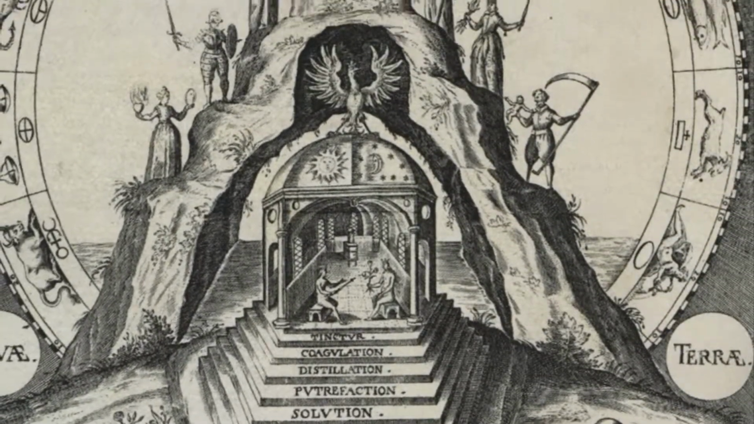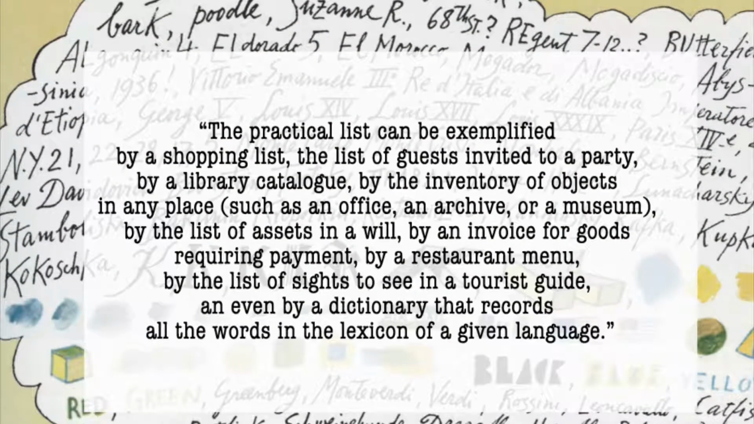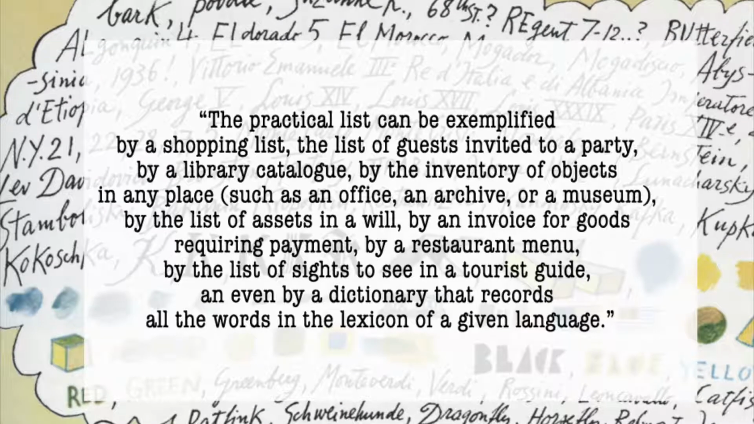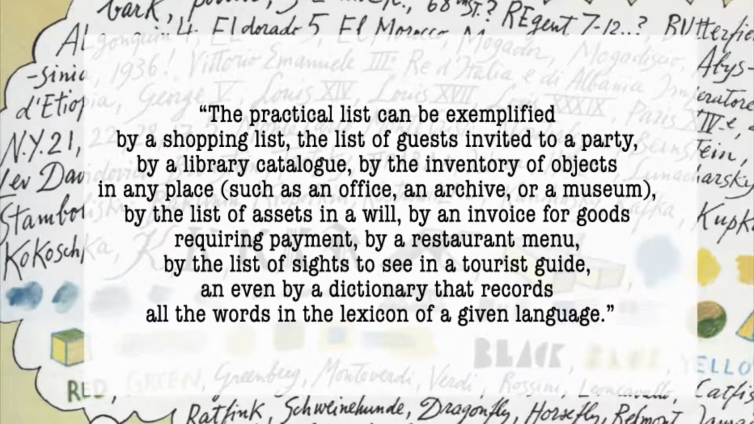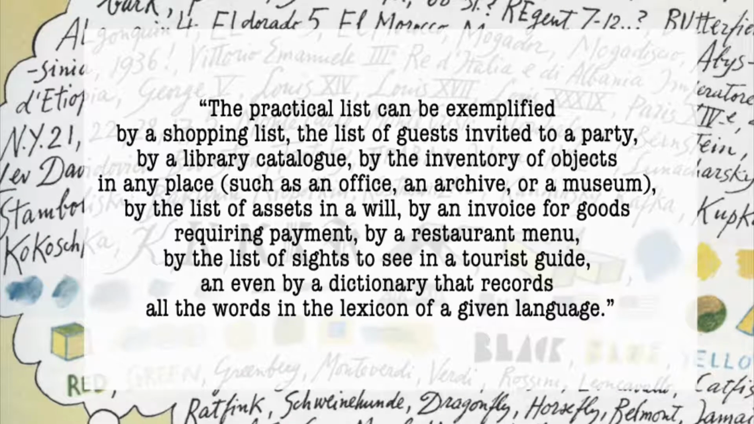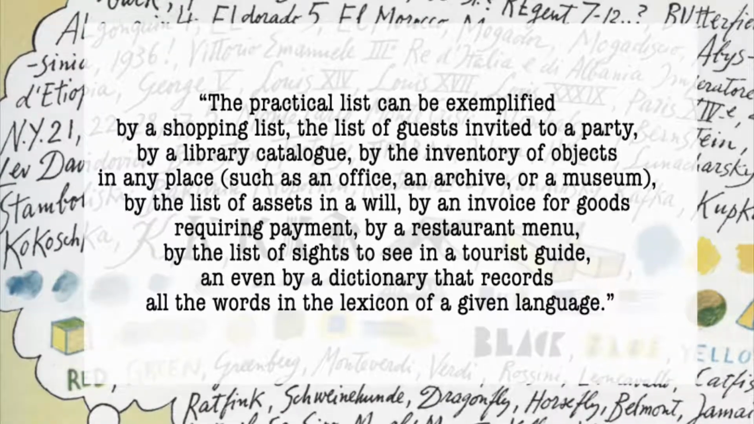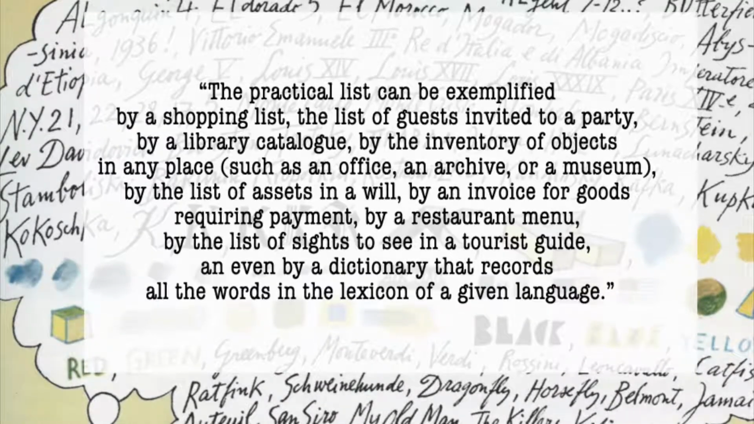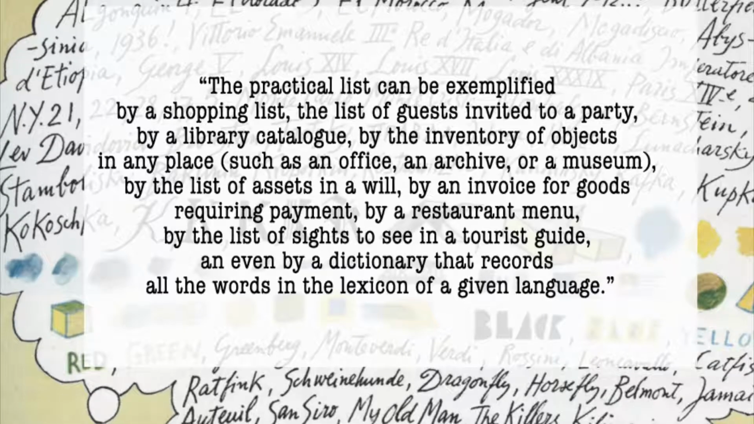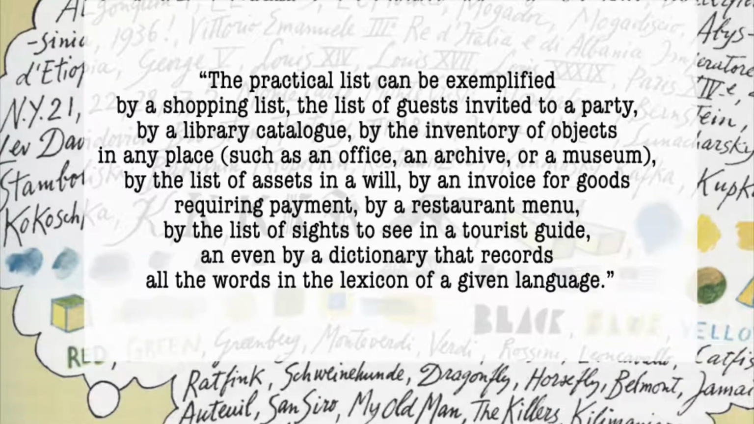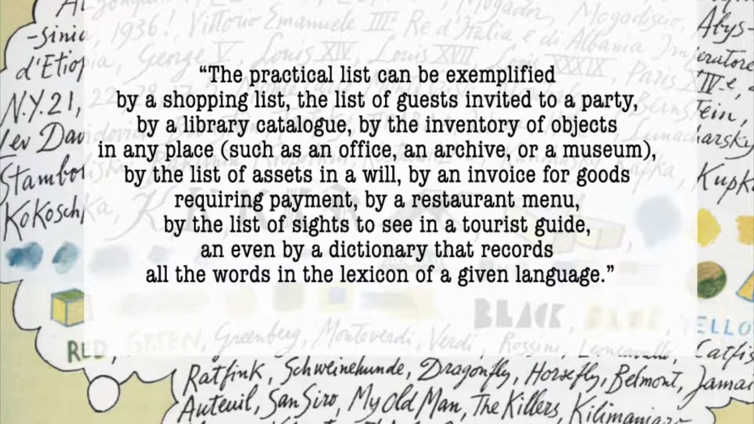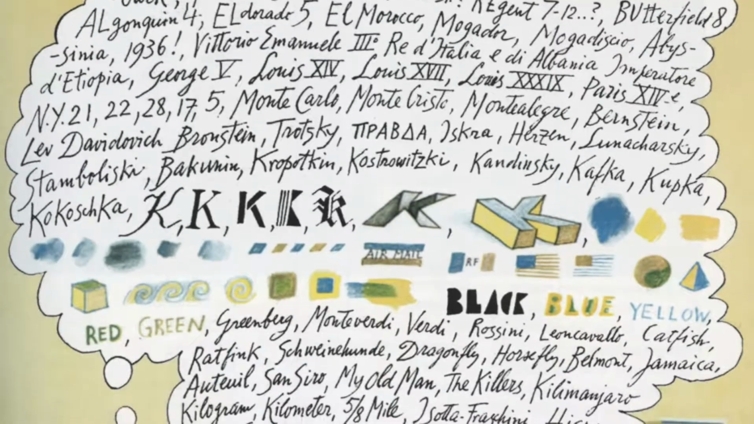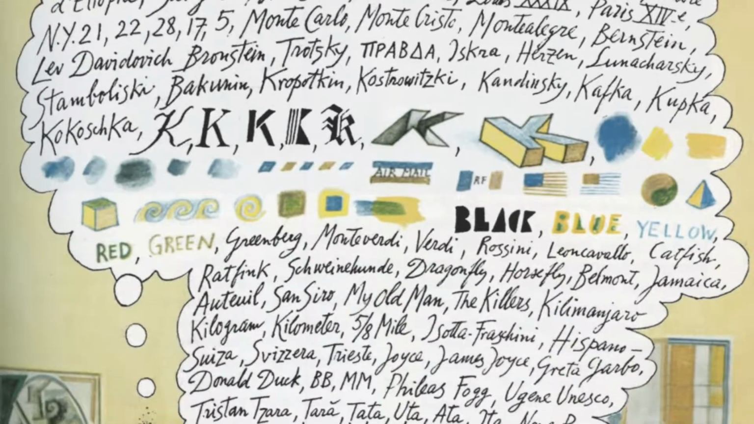According to him, and I quote, "The practical list can be exemplified by a shopping list, the list of guests invited to a party, by a library catalog, by the inventory of objects in any place such as an office, an archive, or a museum, by the list of assets in a will, by an invoice for goods requiring payment, by a restaurant menu, by the list of sights to see in a tourist guide, and even by a dictionary that records all the words in the lexicon of a given language." These lists refer to objects that exist in the physical world and are being named and listed for a purpose.